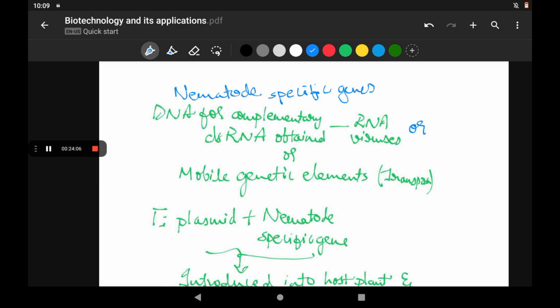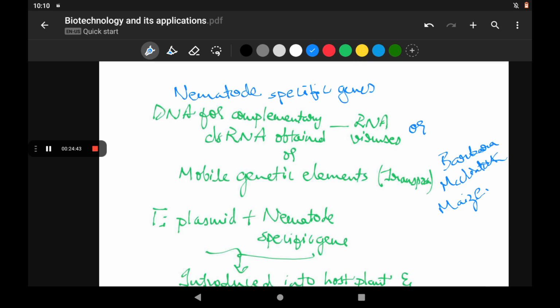Don't go into too much depth on these mobile genetic elements or transposons. They are also called jumping genes. For the first time, this was worked out by Barbara McClintock in maize plant. And she got the Nobel Prize for this jumping gene, for understanding the mobile genetic elements or transposons in maize. So you can just remember this additional point. So the source of this nematode-specific gene is RNA virus or the mobile genetic element transposon.